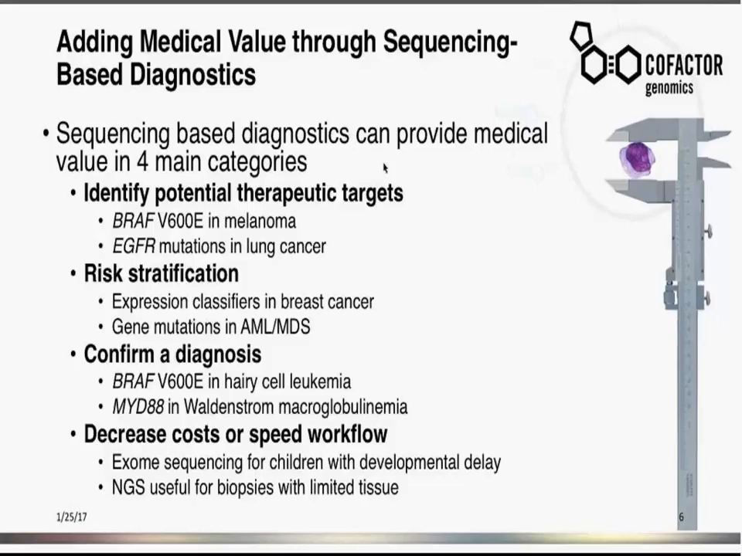And the final reason I think that physicians order clinical grade next-gen sequencing is to decrease costs or to speed workflow. Probably the best example of that is exome sequencing of children with developmental delay. You can perform a whole exome rather than piecemeal Sanger-based testing. It's also very useful for biopsies with limited tissue, for example brain tumors like glioblastomas, where we perform a variety of tests. Next-gen sequencing makes a lot of sense because you can identify a whole spectrum of mutations, deletions, and translocations.